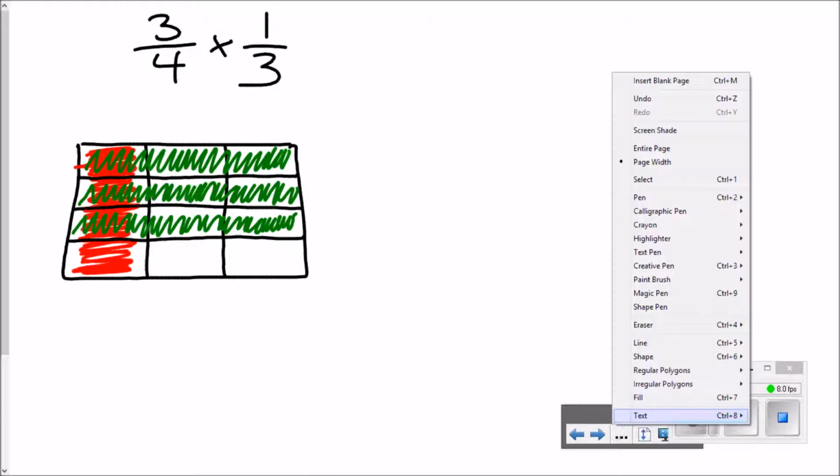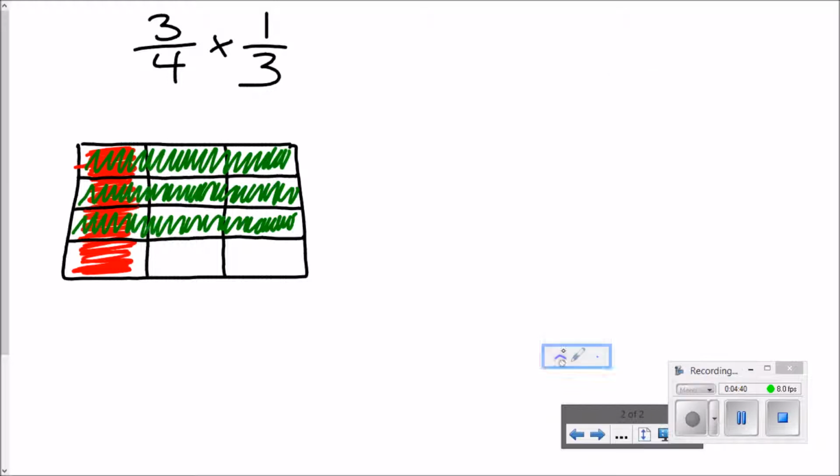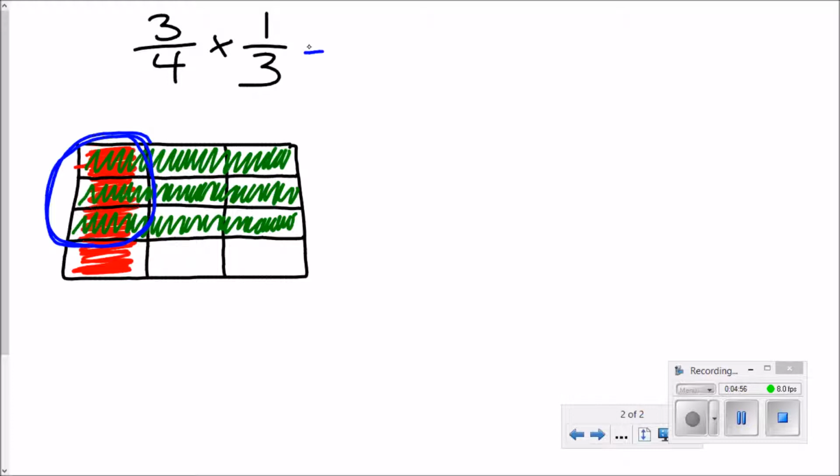And we are going to change the color here. And I'm going to circle the part that represents our answer. Got those Christmas colors in there. So we have 3 out of the 12 pieces shaded. So our answer is going to be 3/12. Now, when I work that out, 3 times 1 is 3. 4 times 3 is 12.